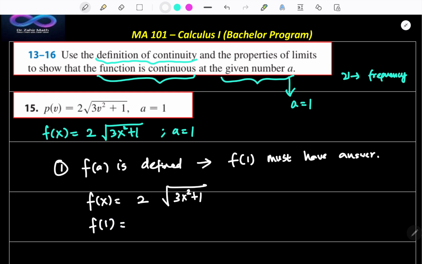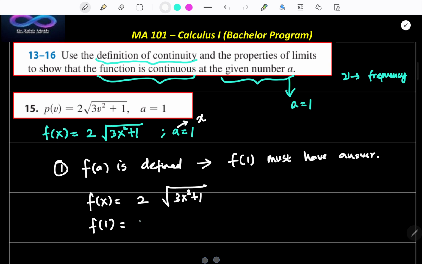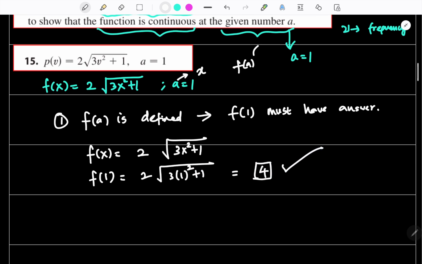Put x is equal to 1, a is 1, right? Actually a is only 1, that we can put in x because we are defining f of a. Okay, so 2 times square root of 3 times 1 square plus 1, which is equal to how much? 4, right? So we are getting an answer.